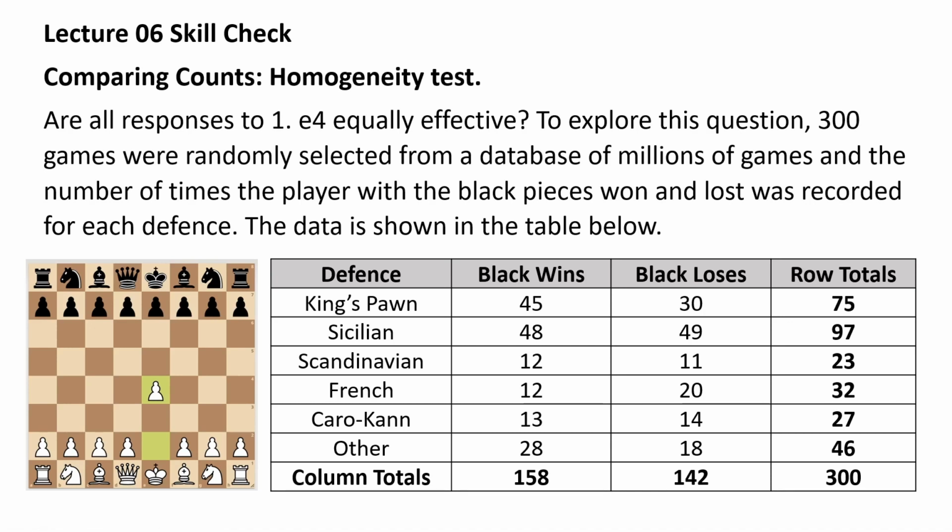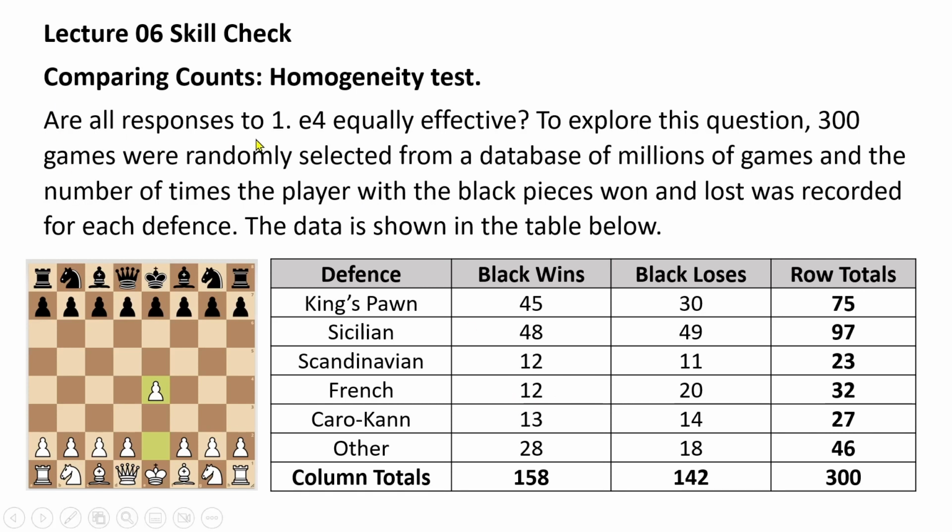Here we're going to look at an example where we're going to use a chi-squared test to test for homogeneity. So let's look at this scenario. The question is, are all responses to 1 e4 equally effective?